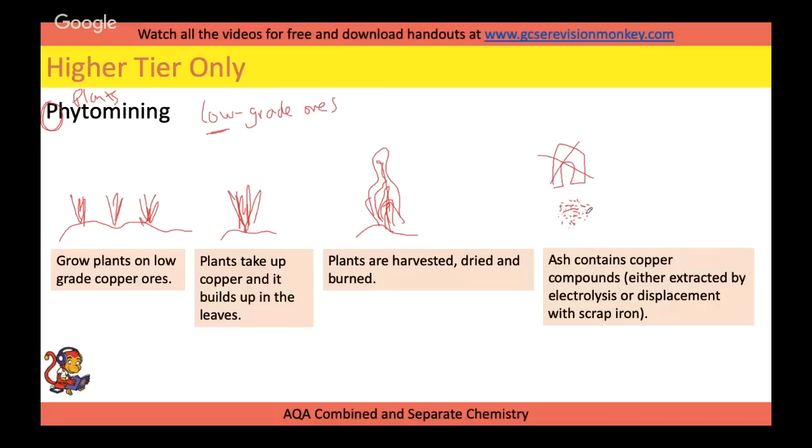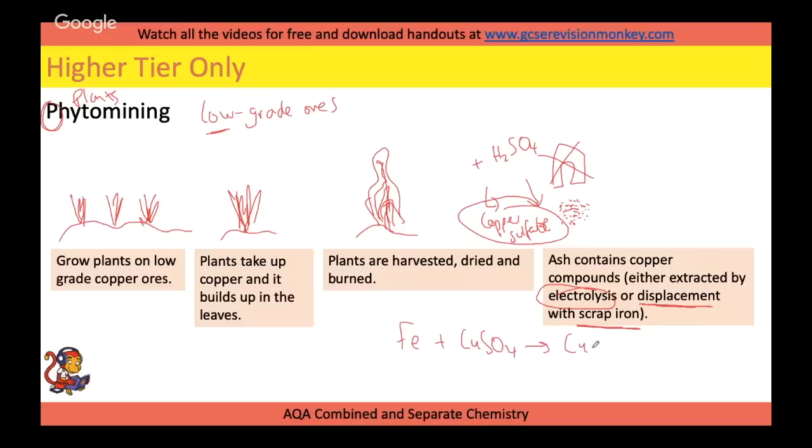So you might link back to paper 1 here, because what you could do is extract by electrolysis. So let's imagine you added some sulfuric acid to make copper sulfate. You could then do electrolysis of copper sulfate to extract the copper. Or again, you could add the sulfuric acid to make copper sulfate, and a really cheap method is to do a displacement reaction with scrap iron. So if you added iron to the copper sulfate, you would end up with copper plus iron sulfate. Okay, so that one's phytomining, growing the plants.